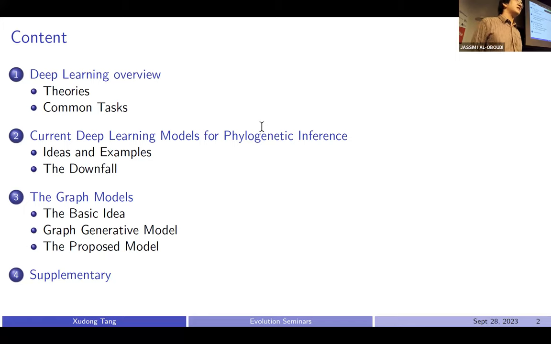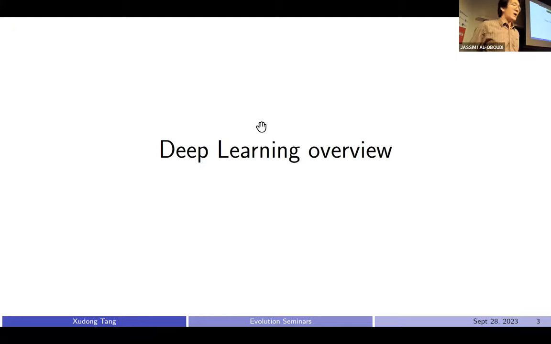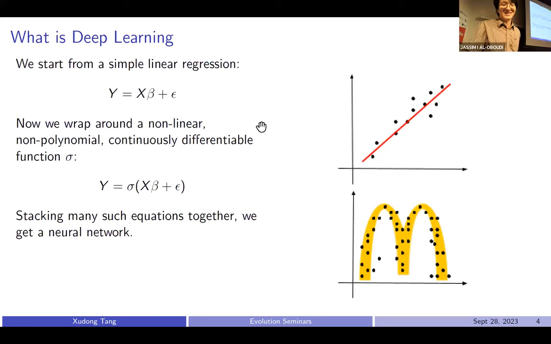So if anytime you guys have questions, please feel free to interrupt me and stop and ask a question. I'm happy to answer at any time. I'll also stop after every session to see if anybody has questions. Okay, so before we start talking about deep learning in phylogenetics, I think it's better to spend a few minutes on the basics of deep learning. It seems like a very complicated idea, but it's actually not that hard. It's a very simple idea.